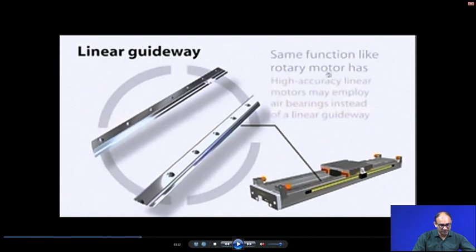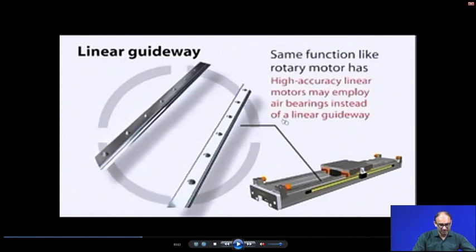It has the same function as in the rotary motor. For the highest accuracy, a linear motor may employ an air bearing instead of a linear guideway. So, here we have a different option, because in an earlier lecture we have seen linear guideways using different kinds of bearings, hydrostatic bearing, air bearing. So, we can use an air bearing here, so that you can get extreme accuracy. Even 0.1 micron or less than 0.1 micron motion is possible, provided you have an encoder with the same resolution.